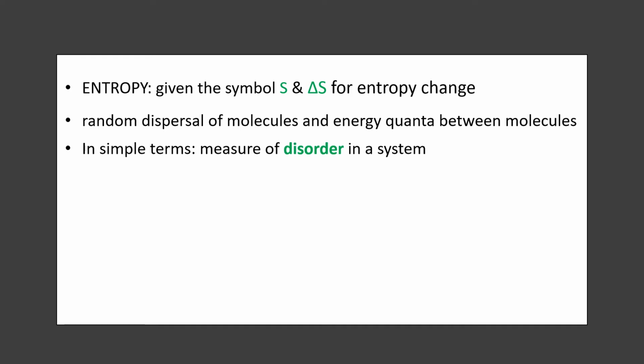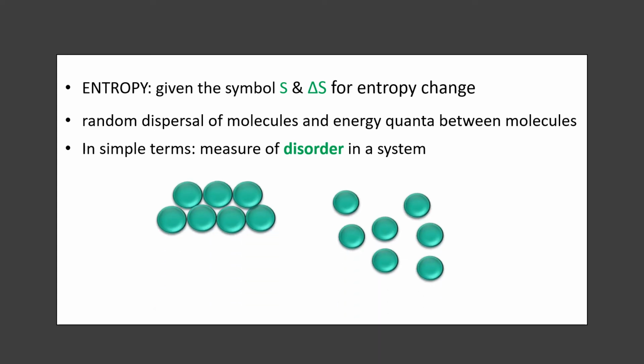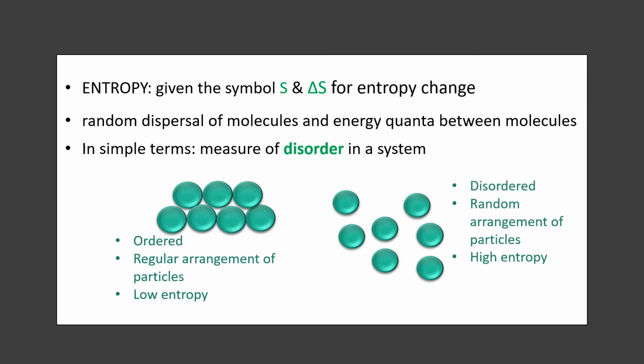In more simple terms, you can also say it is the measure of disorder or randomness in a system. Have a look at these two diagrams. How would you describe the two here, the one on the right and the one on the left? How are they different? If you look at the one on the left, you will see it's more neatly packed and arranged, whereas the one on the right is more randomly arranged, which means it will have more disorder and therefore higher entropy as well. The units we use for entropy is joules per Kelvin per mole.